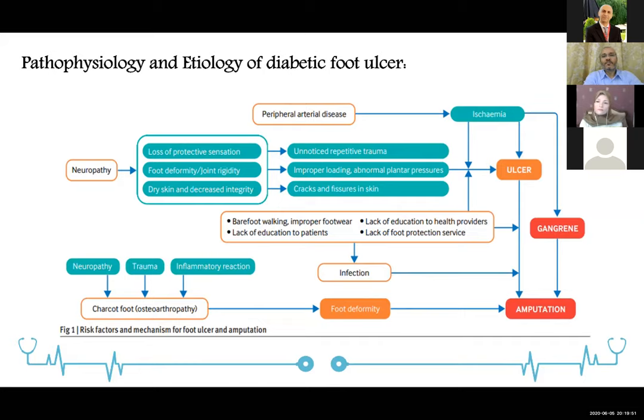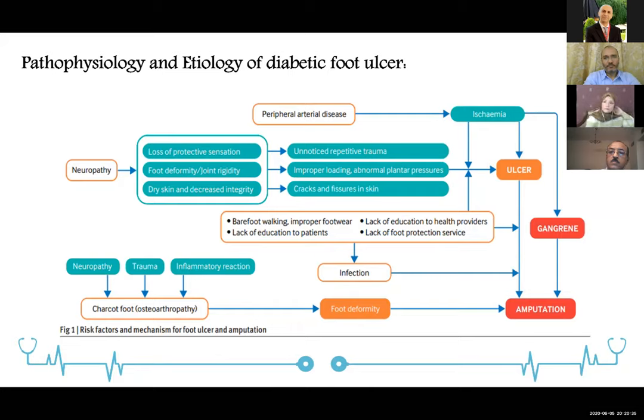If they are associated with ischemia due to PAD, peripheral arterial disease, this will lead to infections and ulcerations and finally end with amputation. And we can add more: walking barefoot and improper footwear in diabetic patients, and lack of proper education to the patient about foot care, and lack of education to GPs and healthcare providers about examination and instructions, and the lack of foot protection devices. All of these increase the risk of infections and ulcerations, and finally lead to amputations.